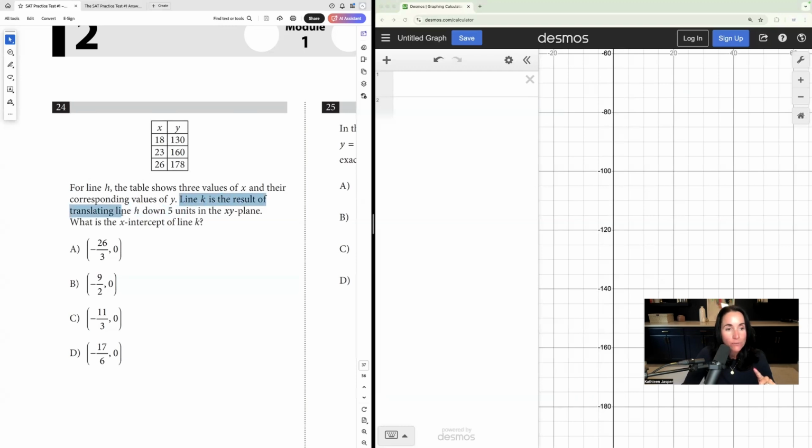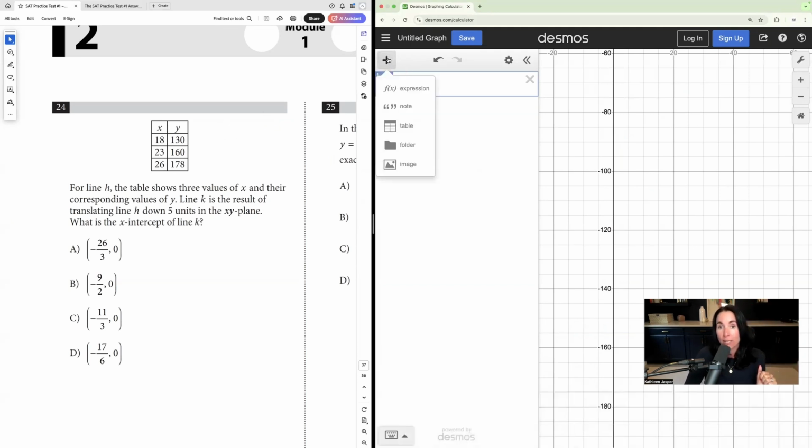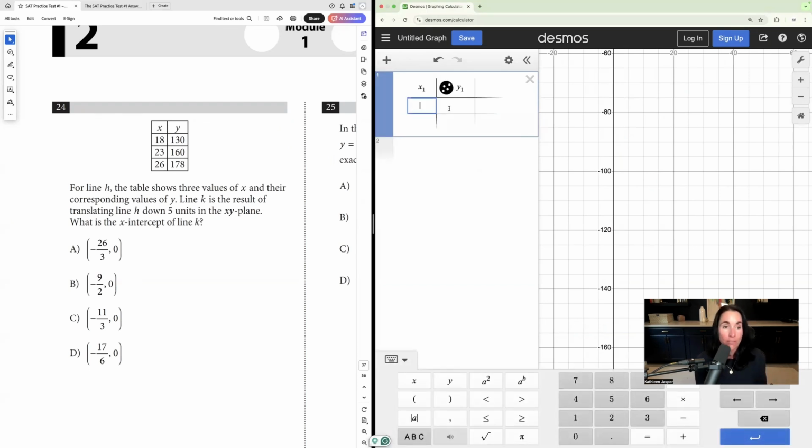Line K is the result of translating the line H down 5 units. So we have a line and then we're going to move it down 5 units on the y-intercept. Remember, when we're talking about this, let's just go here. y = mx + b. That is your slope-intercept form there. And b is the y-intercept, where the line hits the y-axis. If you move it down 5, you're subtracting 5 from b, all right? But let's just say on test day, I have brain fog and I'm like, oh my God, what do I do? Well, I see a table. The first thing I want to do is hit this plus sign and add a table and start to put the values in for the table.